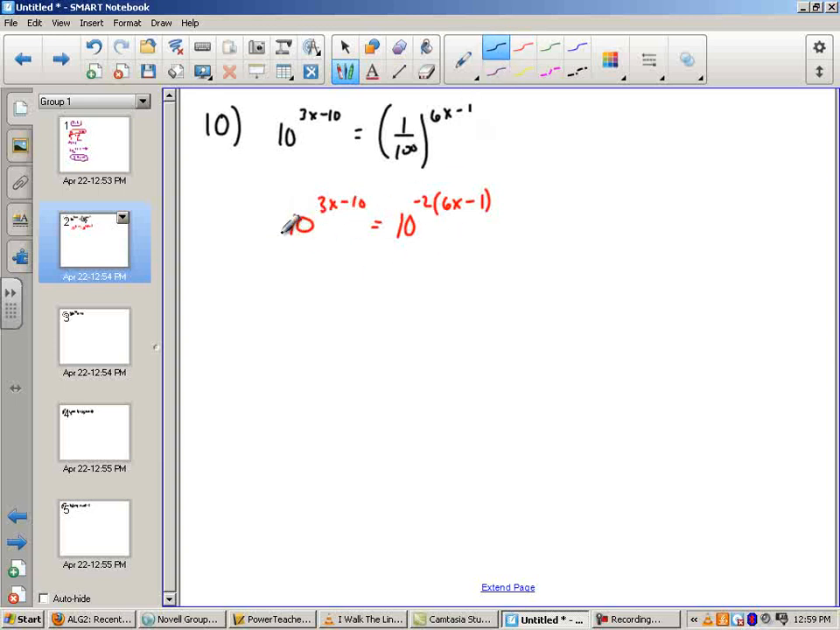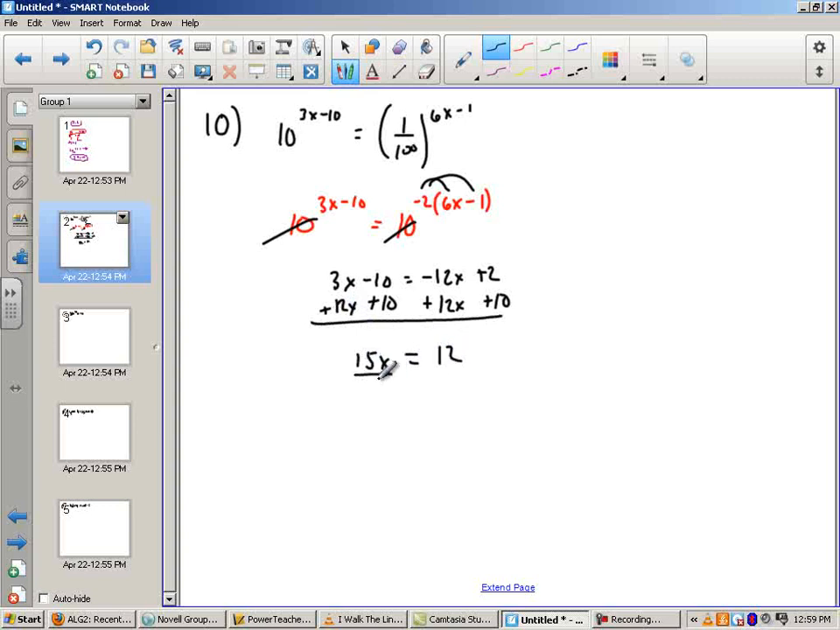Notice that, like before, I now have the same base for both exponents. So I can ignore those and say that 3x minus 10 is equal to negative 12x plus 2. And to solve, I would add 12x and add 10 to both sides. I'll get 15x equals 12, dividing by 15, x will equal 4 over 5 when I end up reducing. And that's perfect. That's the goal that we're heading for.